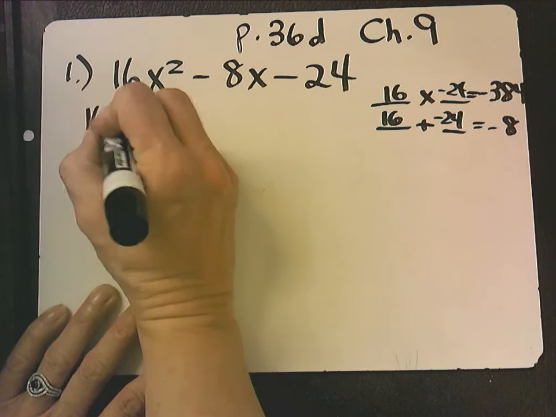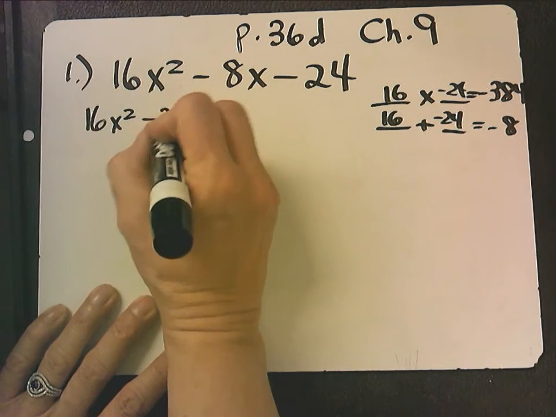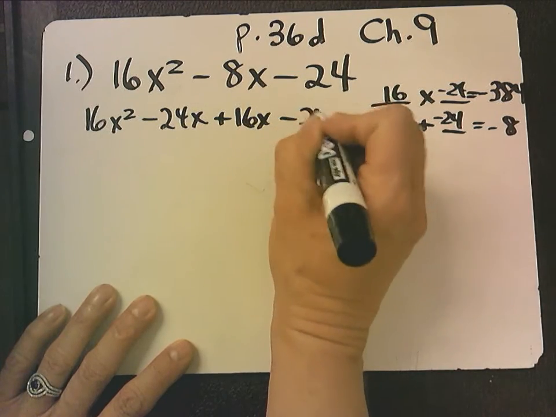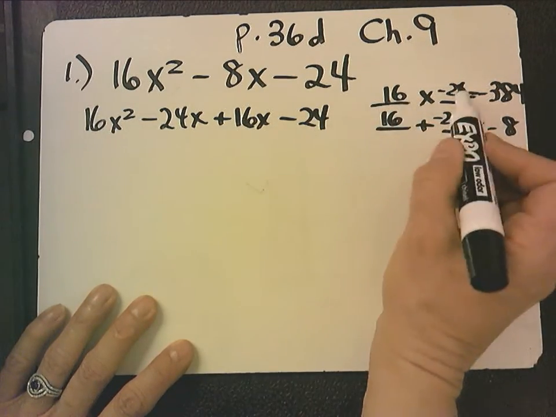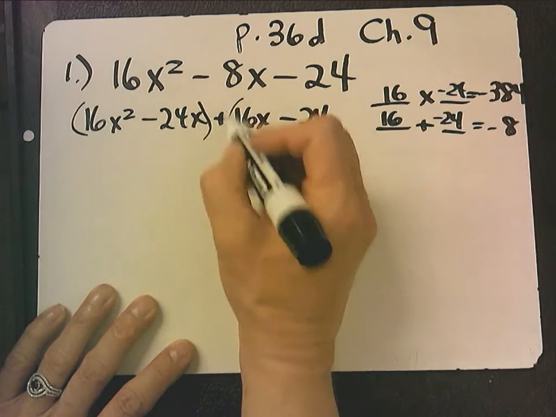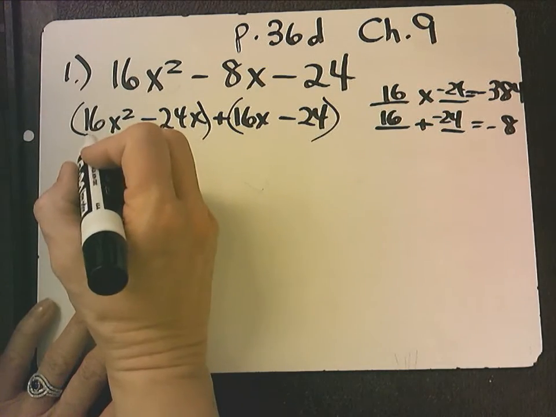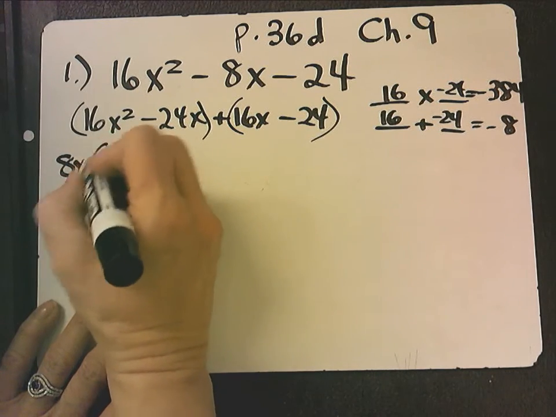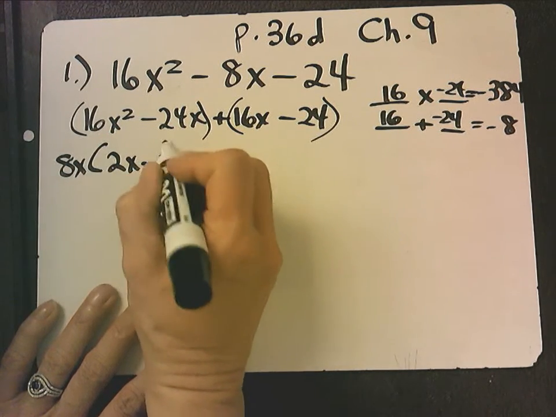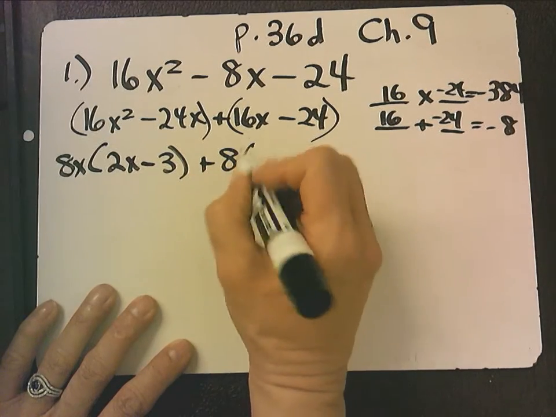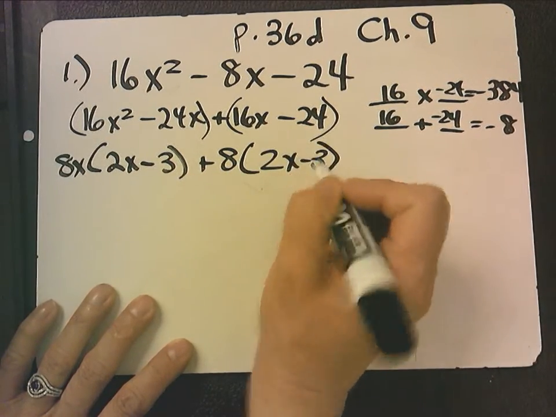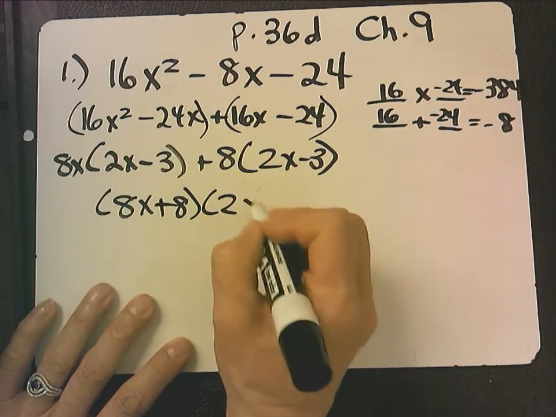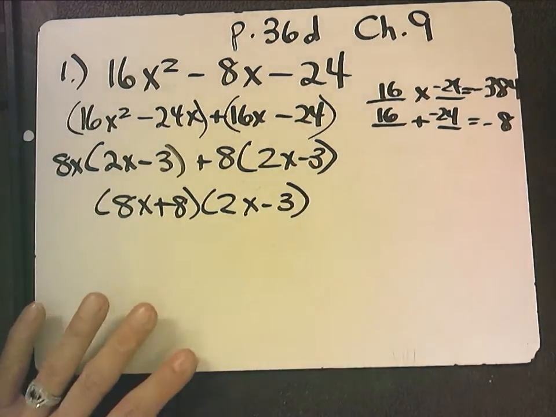So I'm going to say 16x squared minus 24x plus 16x minus 24, because my magic numbers are 16 and negative 24. Now I'm going to factor by grouping, and in this one, factor out an 8x. I get 2x minus 3. And here I'm going to factor out an 8, and I get 2x minus 3. So I end up with 8x plus 8 times 2x minus 3, and I think I'm fine.